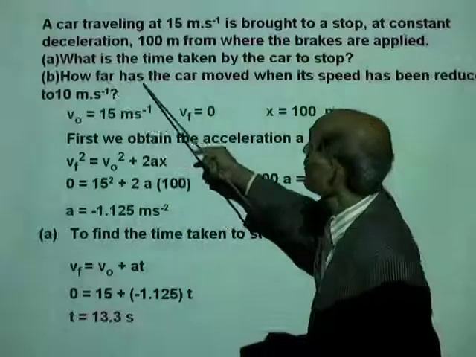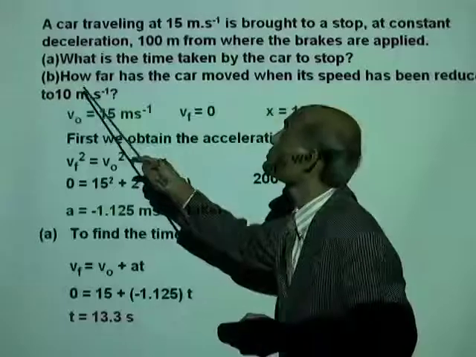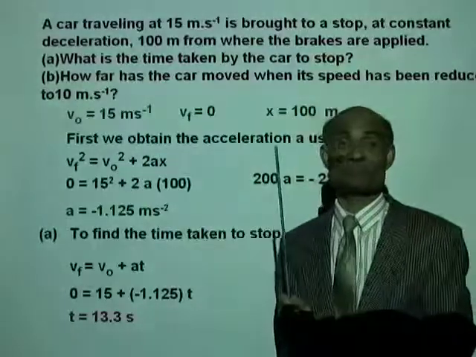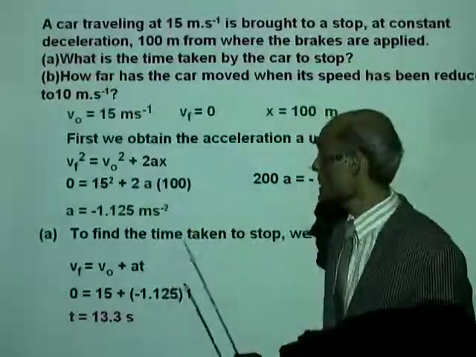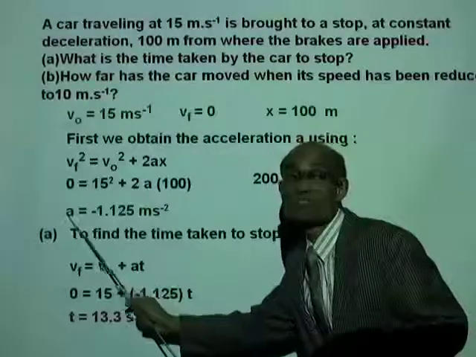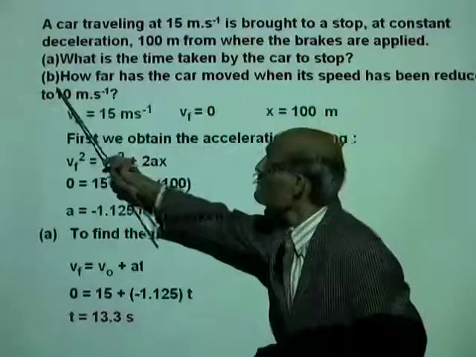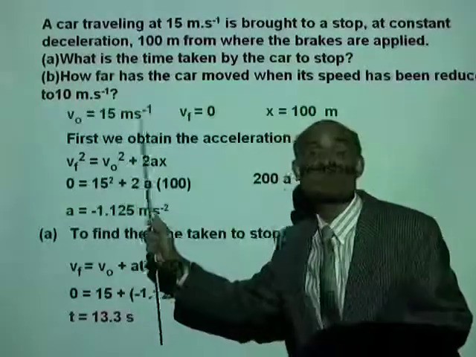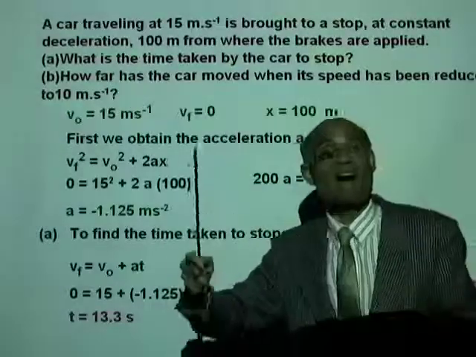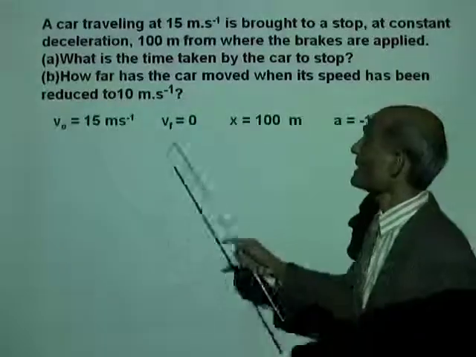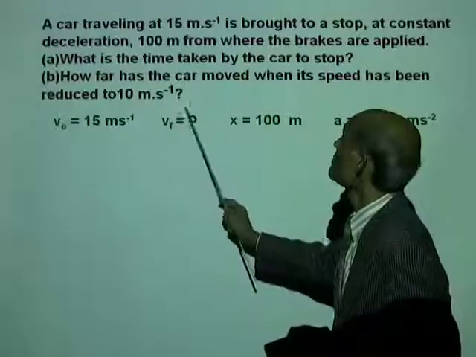Alright, what's the next? How far has the car moved when its speed has been reduced to 10 meters per second? Well, this time, this is your final velocity. We know the acceleration, we know the initial velocity, and the final velocity here is given to be 10 meters per second. We need to find what? How far has the car moved? Find x.